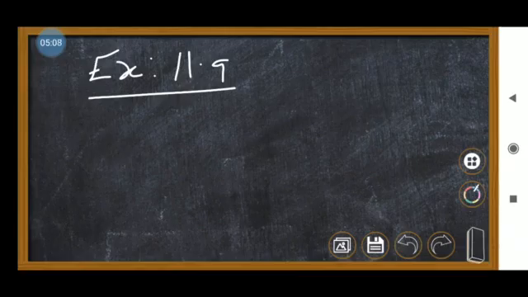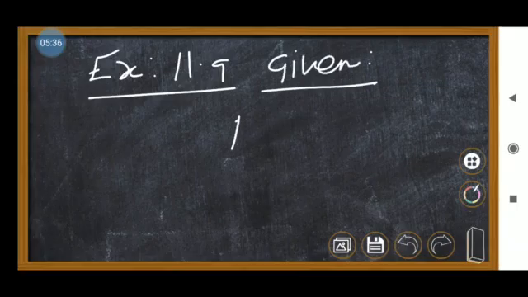So, example 11.9. What is the problem? Just read the problem. An electric bulb of 60 watt is used for 6 hours per day. Calculate the units of energy consumed in 1 day by the bulb. First you have to write the given values.